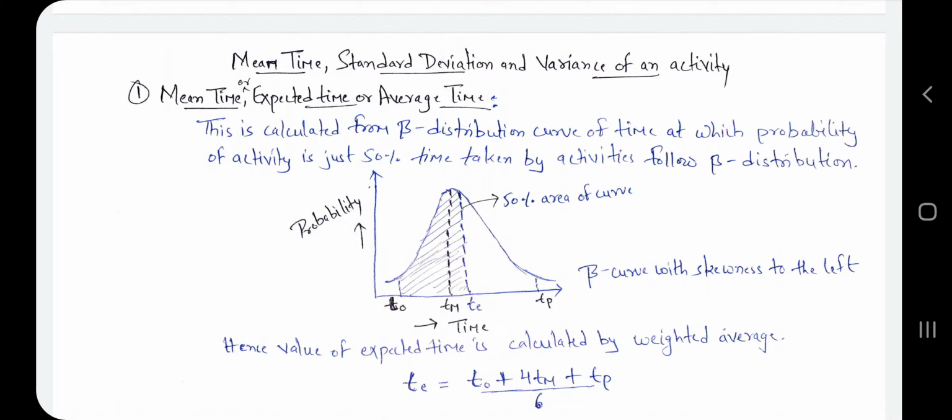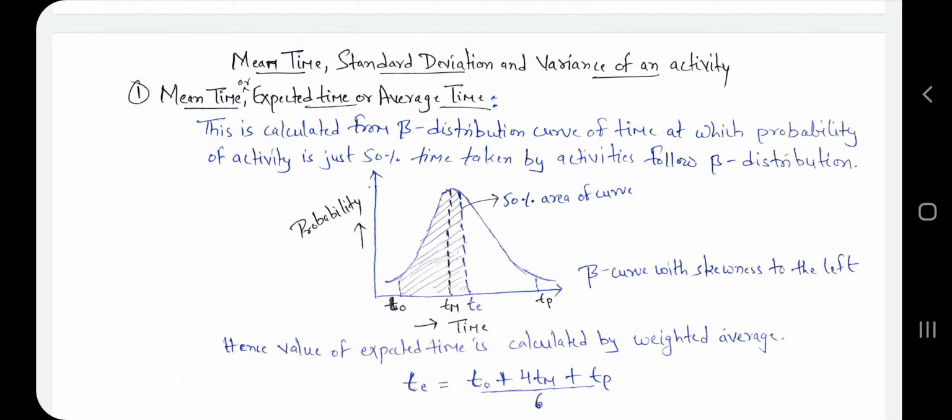In our previous lecture, we started our new technique, that is PERT. In PERT, we have seen three estimate times: optimistic time, pessimistic time, and most likely time. After that, we have seen the frequency distribution curve and how we draw it. For that, we have seen one example.